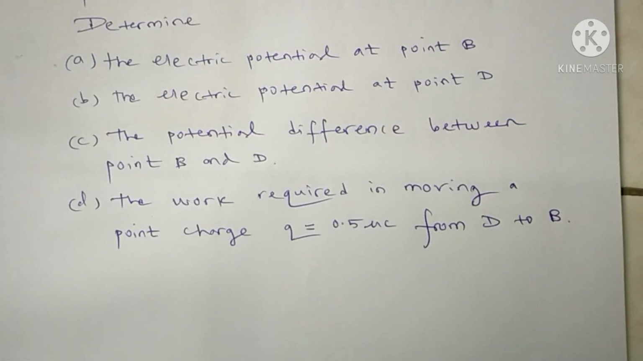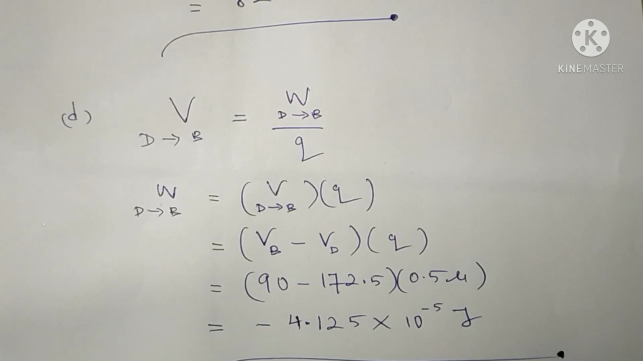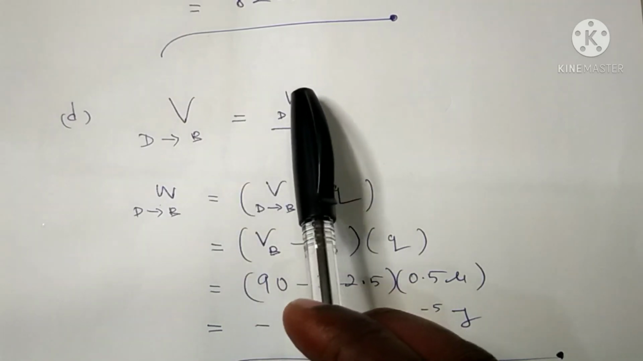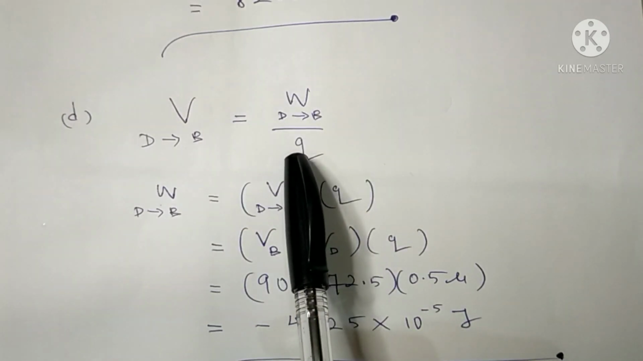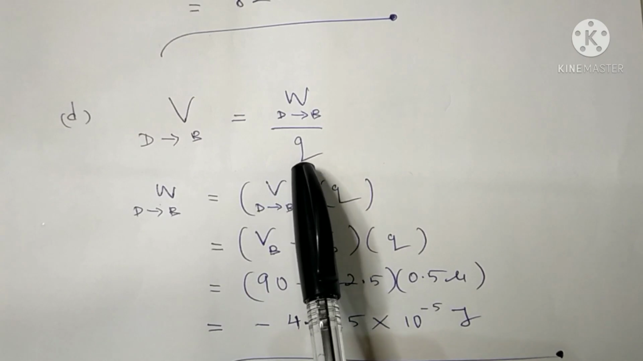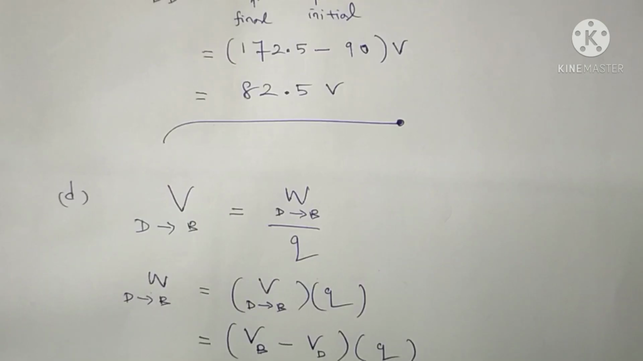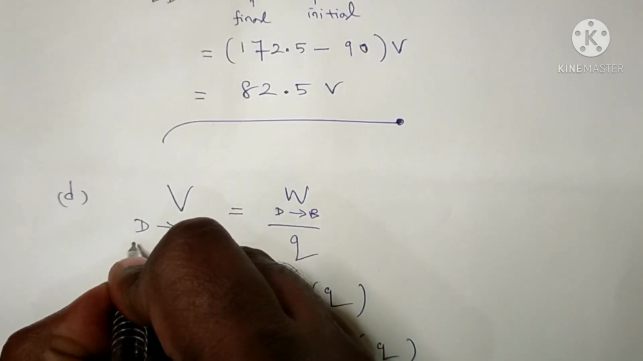And the final part, section D, determine the work required in moving a point charge Q 0.5 microcoulomb from D to B. The work required in moving a point charge Q 0.5 microcoulomb from D to B is about electric potential D to B equals work done D to B over positive test charge. This positive test charge Q is equal to 0.5 microcoulomb. B is your final and D is initial.